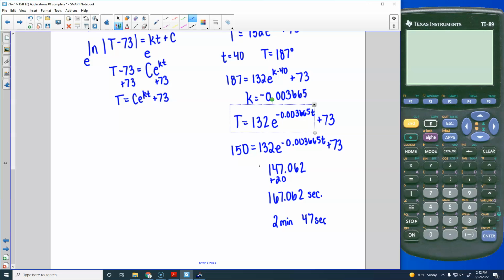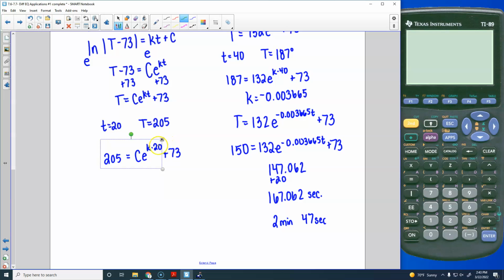Why did we play with time again? The reason that we played with time is because if we had tried to do the T equals 20 and capital T equals 205, then we would have had 205 equals Ce to the K times 20 plus 73. And that equation has two variables in it. You've got the C and the K, which are two different types of constants.